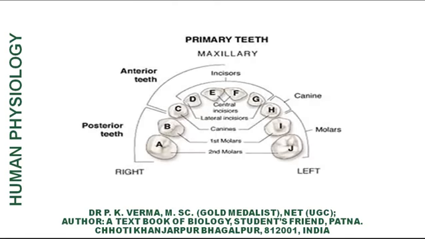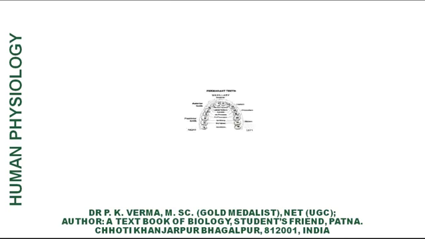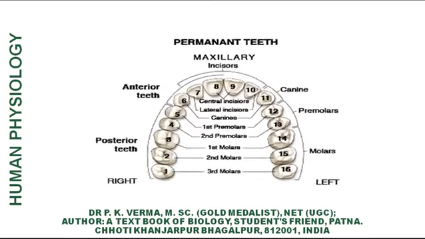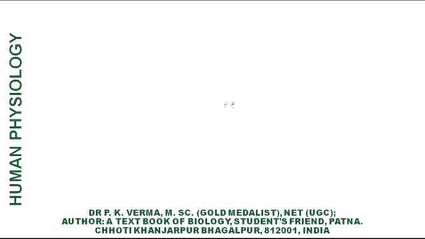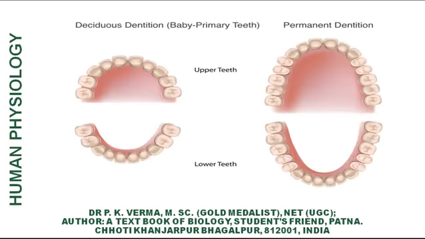This is the arrangement of teeth in children, that is primary teeth. Now see the arrangement in adults. These are permanent teeth. You can just compare them in another diagram. Both jaws have been shown in this diagram, upper jaw and lower jaw, in the babies as well as in the adults.